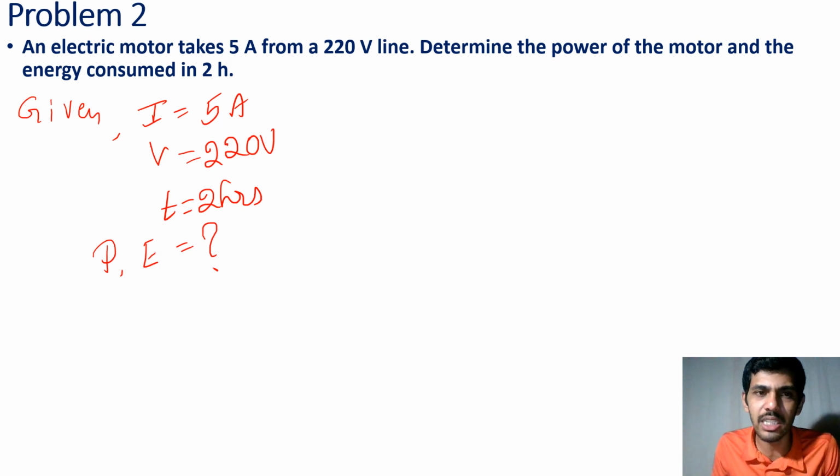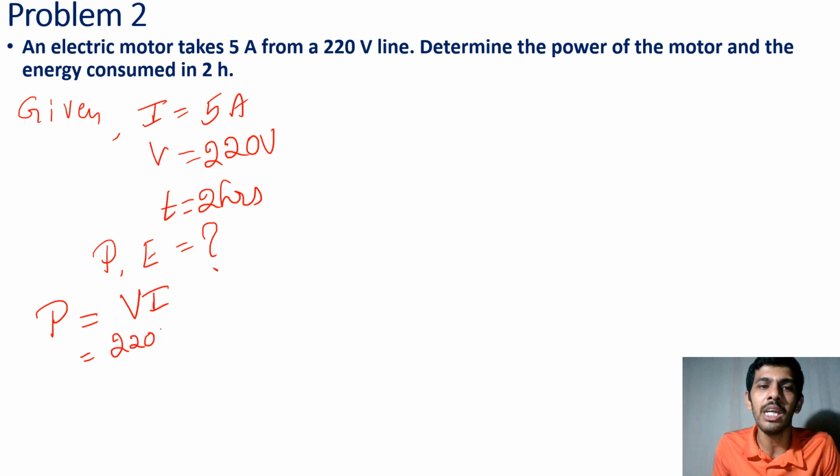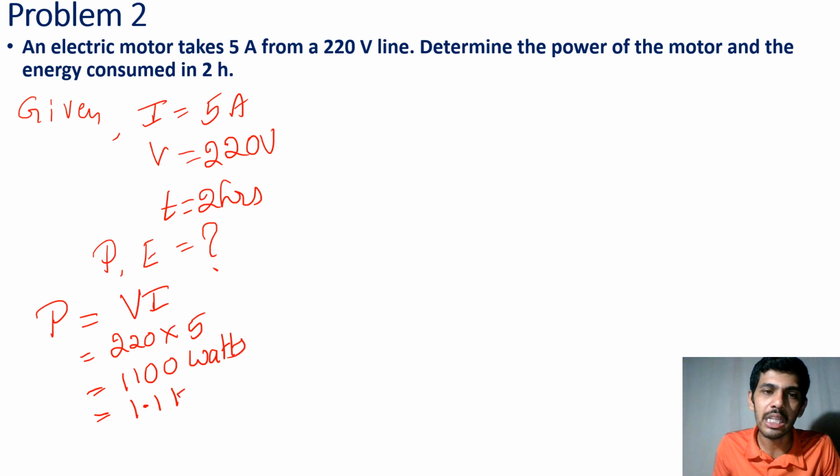We shall discuss the power first. What is the formula for power? Power is equal to V into I, which is equal to 220 into 5, which is equal to 1100. What is the unit? 1100 watts. Or in terms of kilowatts, that is 1.1 kilowatts. That is the answer for the power: power is equal to 1.1 kilowatts.